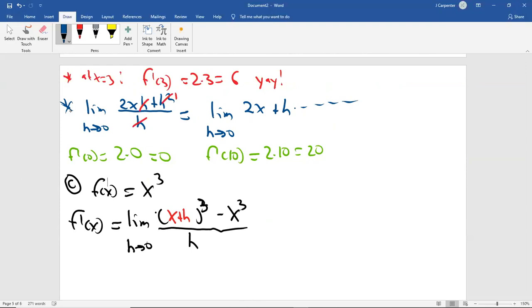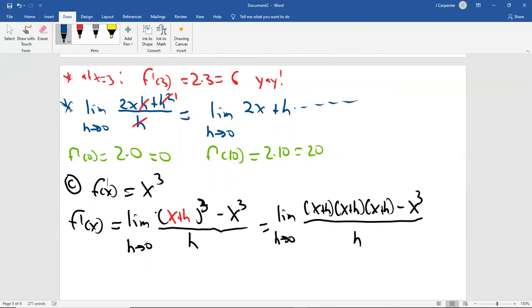We can't plug in h equals 0 until that h in the bottom's gone. So this would be the limit as h goes to 0 of x plus h times x plus h times x plus h, then minus x cubed all over h. Now that's going to get super tedious to show, so I will do this one to the side. The point of this problem is, this is going to be even more tedious than the last one with the foiling, because we'll have to foil and then we'll have to do something else.